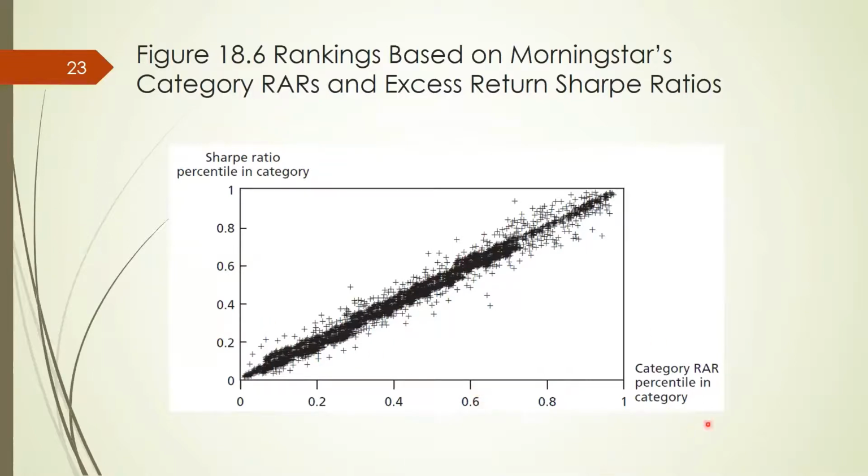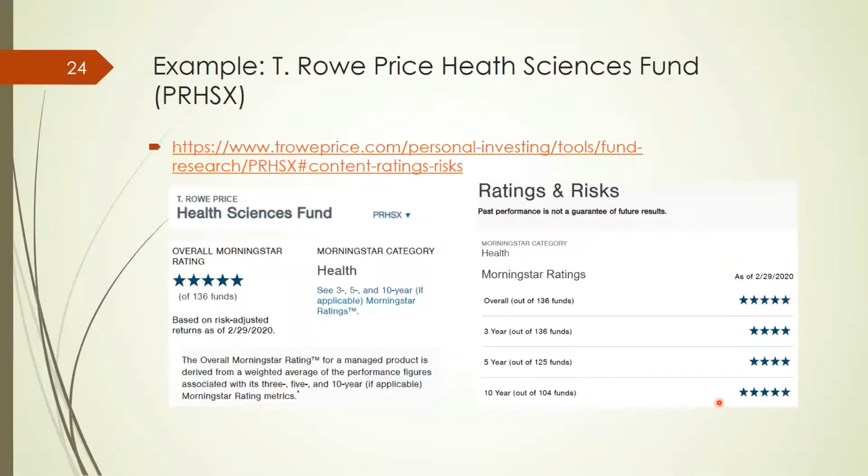So basically, after the RAR is calculated, the funds will be placed into different bins. You can see that the corresponding Sharpe ratio also lined up pretty well against the RAR, which reinforces the usefulness of the RAR of Morningstar's. Let's look at an example.